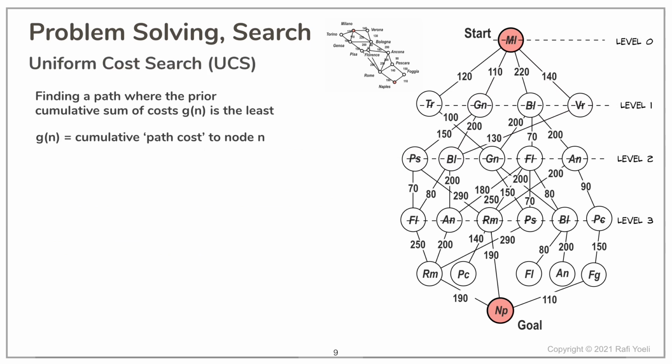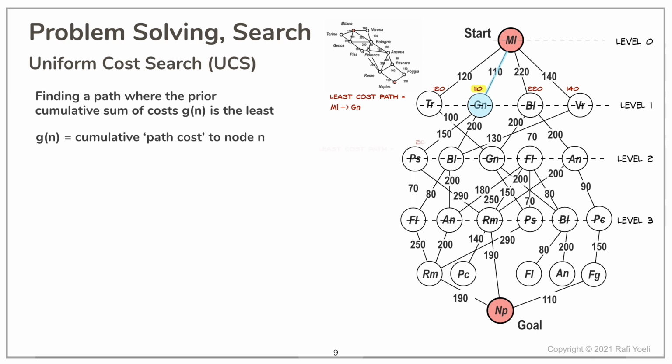Uniform Cost Search, UCS, is similar to BFS, but instead of exploring all the nodes at every level, it goes for the node with the lowest cumulative cost, which in our case is the distance traveled since we started our journey. This makes it more suitable for graphs with varying edge costs, as in our case. So we start from Milan, and calculate the cost to reach each of the cities on level 1. We choose the lowest cost, which is Milan to Genoa, at 110 kilometers.